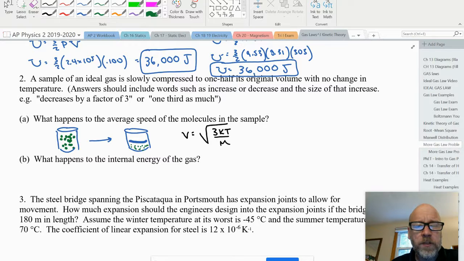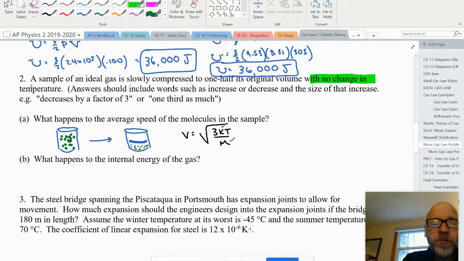Now, let's look at, what factors change here? Well, it's a closed system, so M doesn't change. Check. K doesn't change. Does the temperature change? Oh, no, it says there's no change in temperature. So if there's no change in temperature, do you see it?